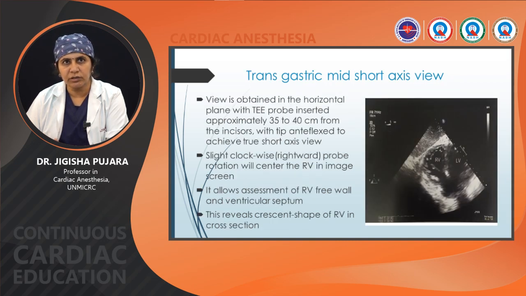Transgastric mid-short axis view. This view is obtained in the horizontal plane with the TEE probe inserted approximately 35 to 40 cm from the incisors, with tip anteflexed to achieve the true short axis view. Slight clockwise rightward probe rotation will center the RV image on the screen, and it allows the assessment of the RV free wall and ventricular septum. This reveals the crescent shape of the RV in the cross-sectional area. You can see these in a sideways echo image.